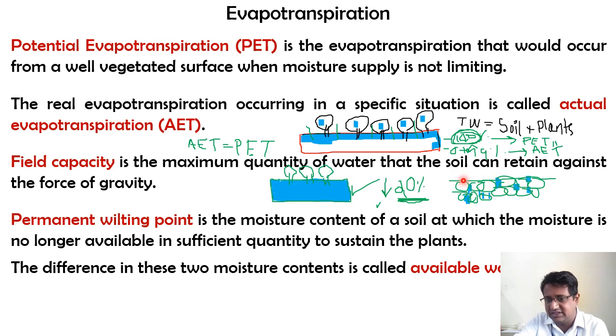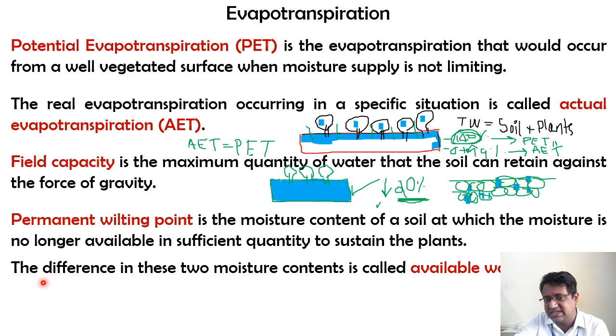So if the permanent wilting point is reached, the plants are not able to extract water, and the plant is going to die off. Even after, let us say, a week, if you put water, the plant is not going to recover, because the damage has already been done. That point is called the permanent wilting point. I'll read this once again: the permanent wilting point is the moisture content of soil at which the moisture is no longer available in sufficient quantity to sustain the plants. I guess this is clear.